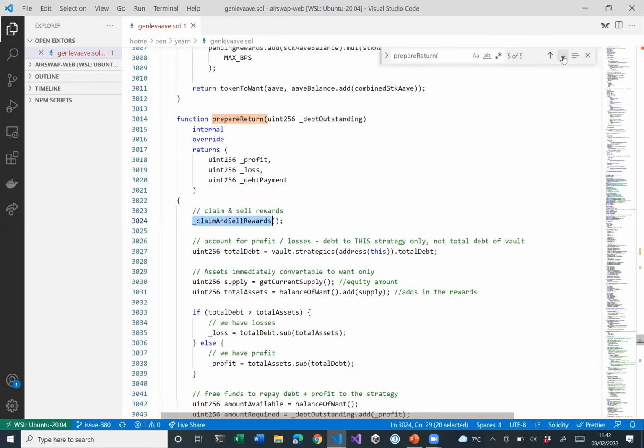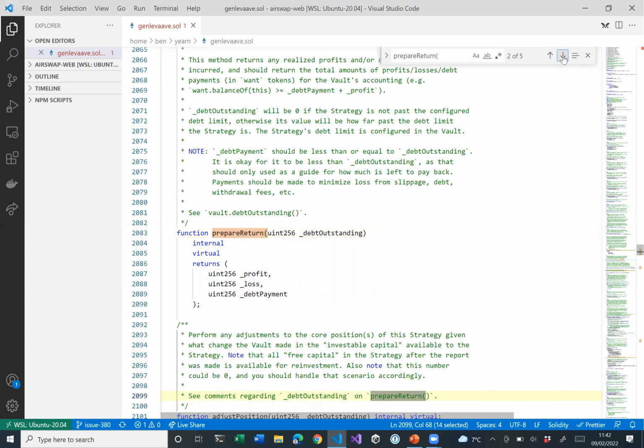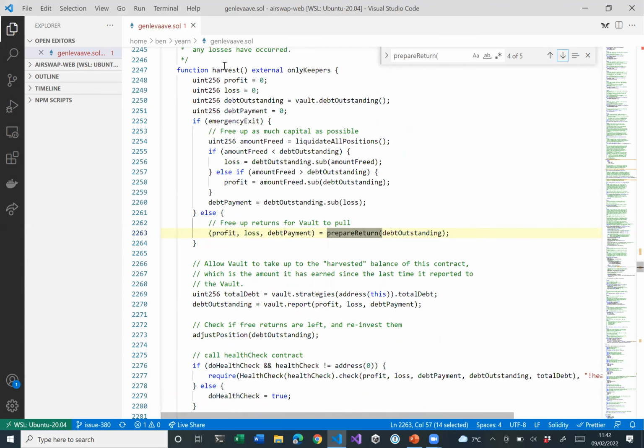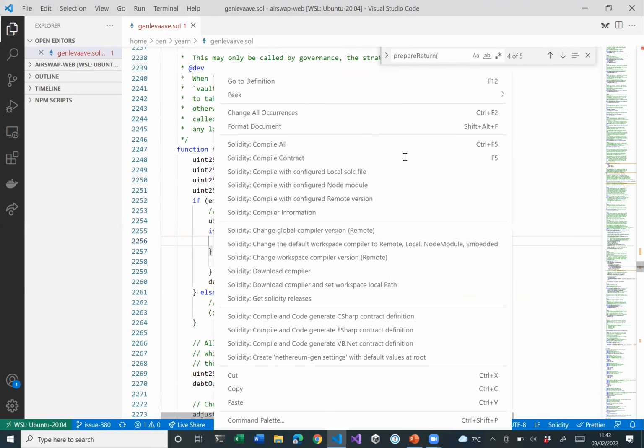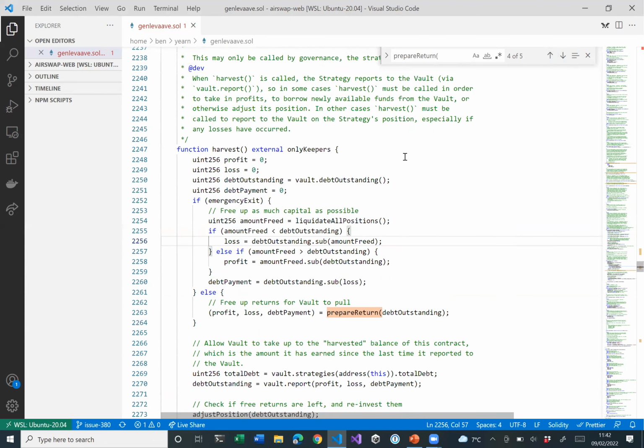Let's have a look. What is it called? It's called here in the harvest function. So on harvest, keeper, only keepers. Exactly. So the keeper will call that harvest function, and then the harvest function will call prepare return. Okay. So harvest is in which contract? That's in base strategy. So base strategy can call prepare return because it's internal to that. But the implementation is in strategy.sol.